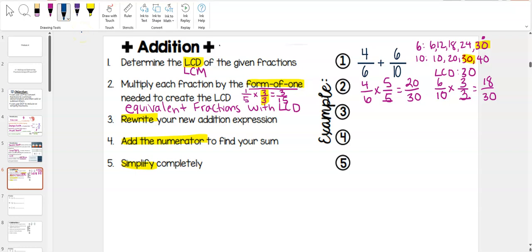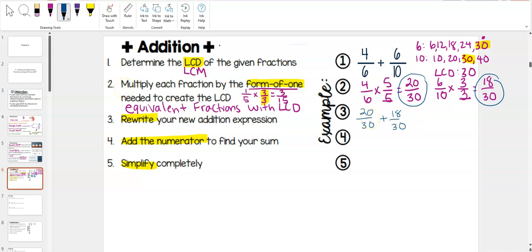So let's switch colors here, and I'm basically now going to do 20/30ths plus 18/30ths. So I took this, and I'm adding them together. Okay, and that right here is step 1 done. Step 3 is also done. I rewrote my new problem.